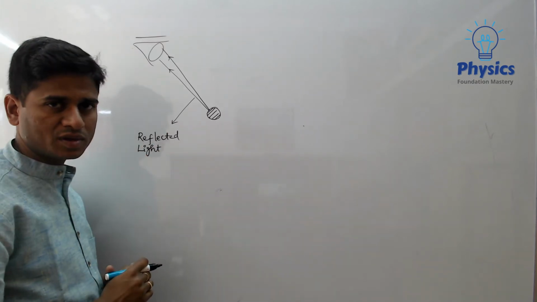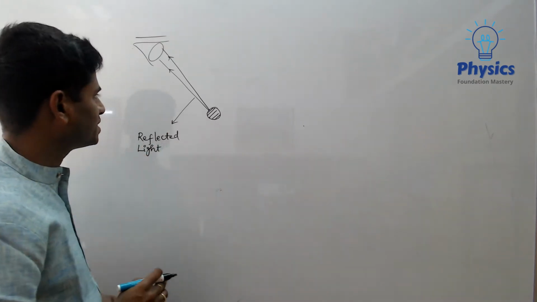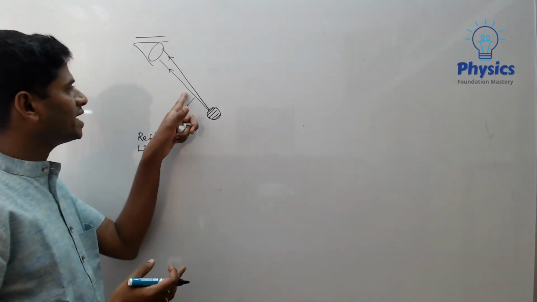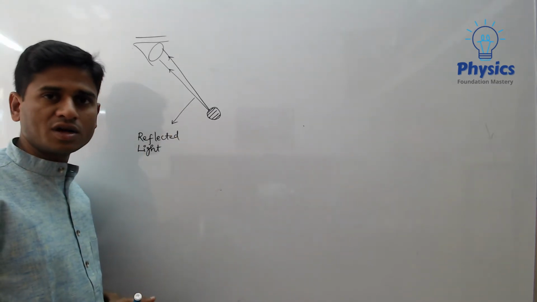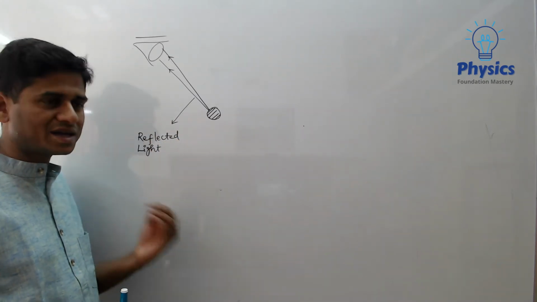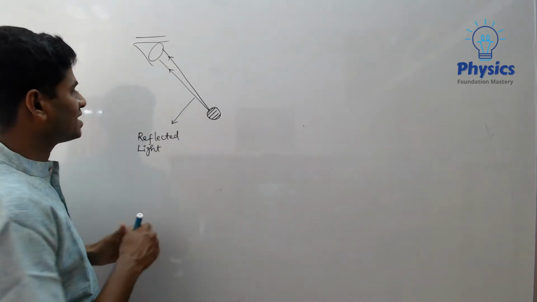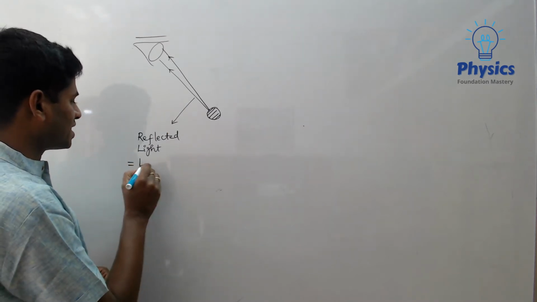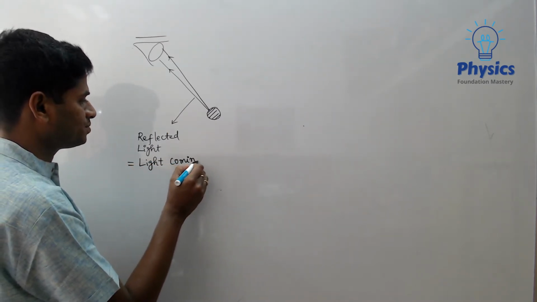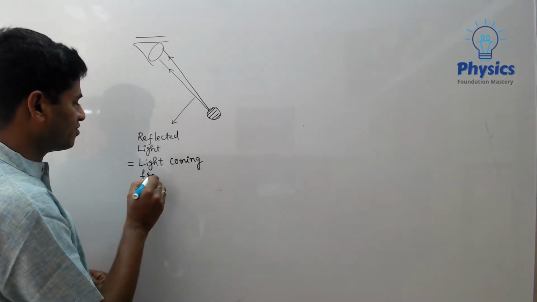However, instead of saying reflected light, I prefer to say light coming from the object. Of course, the object is not giving out light. The object is only reflecting light, but I can say that this light is also light coming from the object.